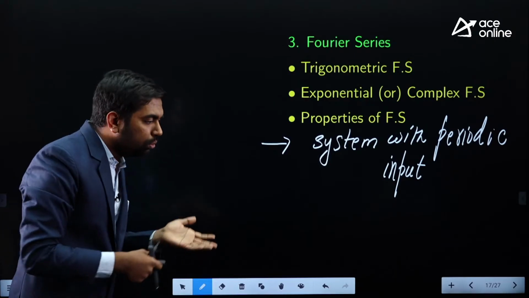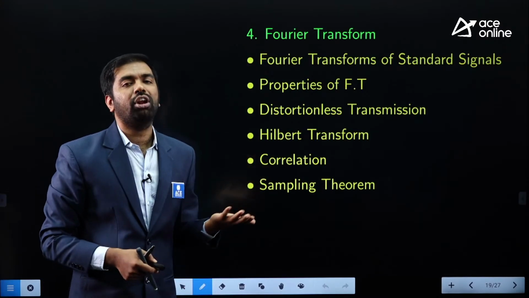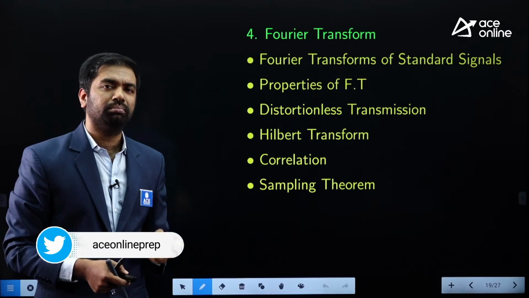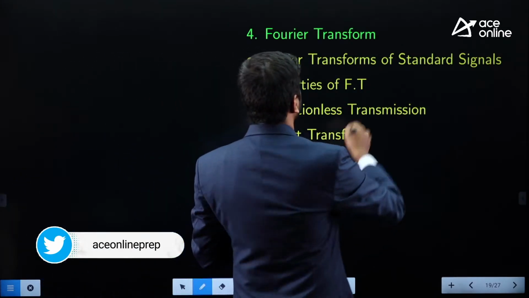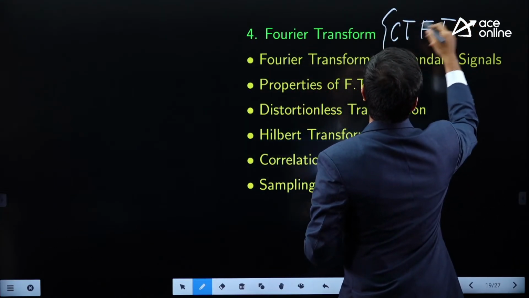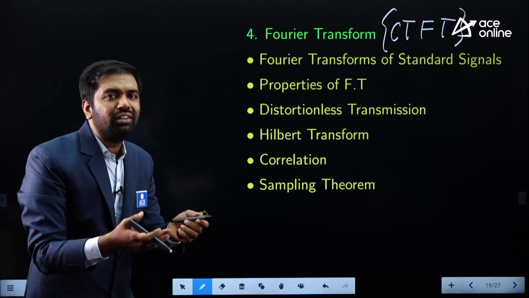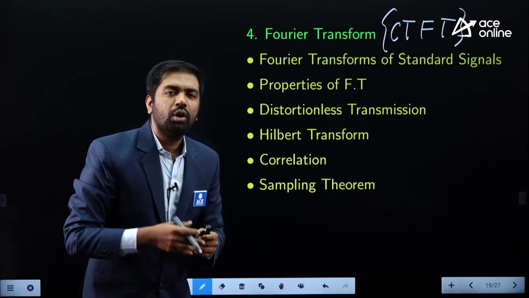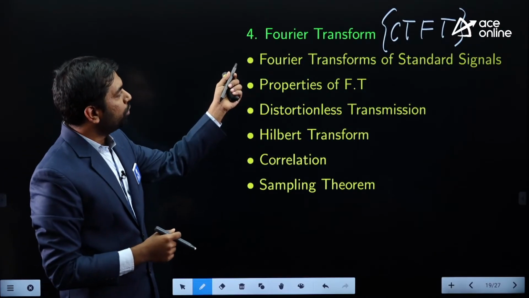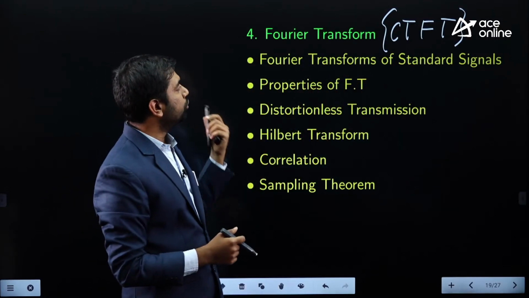What next? The most important, the heart of this subject, that is Fourier transforms. In this, we will first define what is Fourier transform. Let me write it in detail. This is clearly about continuous time Fourier transform. That means in the time domain the signal is continuous. For such signals, how do you find the Fourier transform? What is the condition for existence of Fourier transform? That's what you have to learn. And then Fourier transform of standard signals.